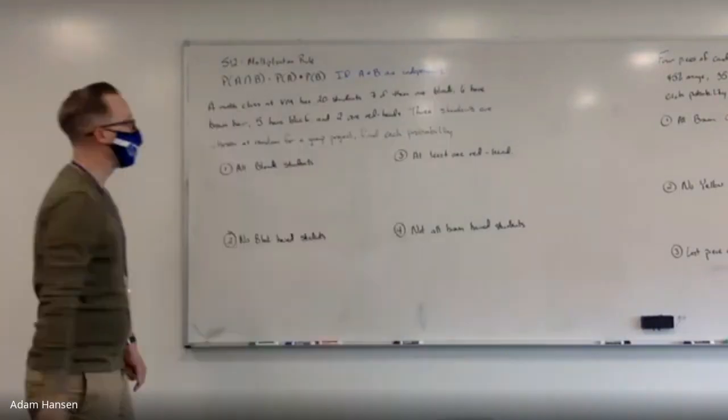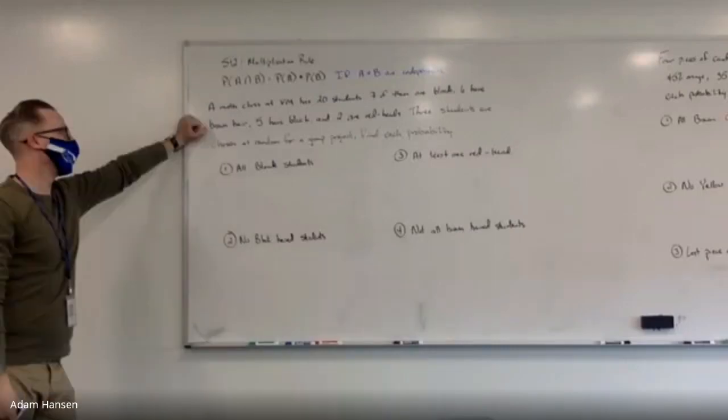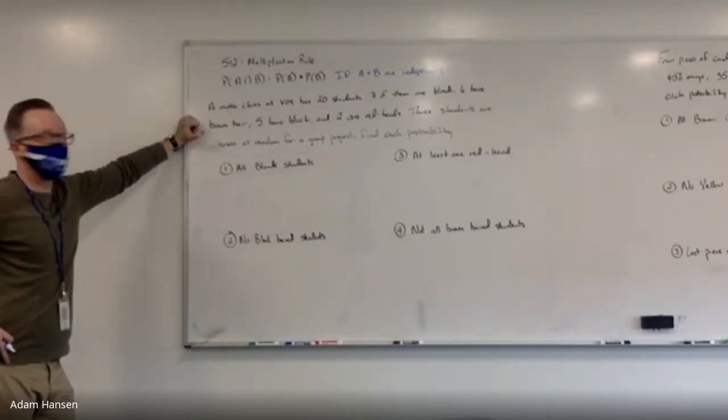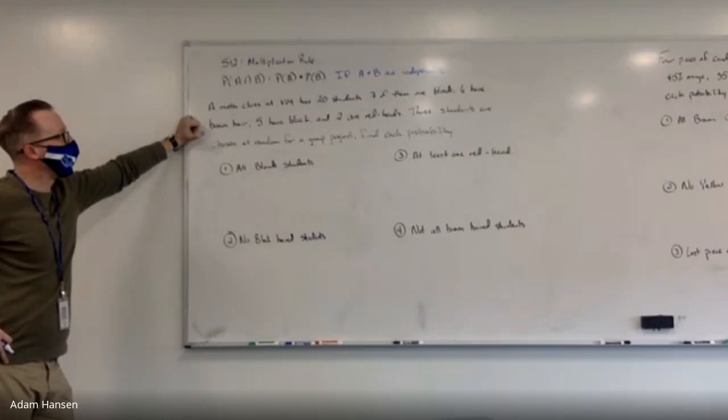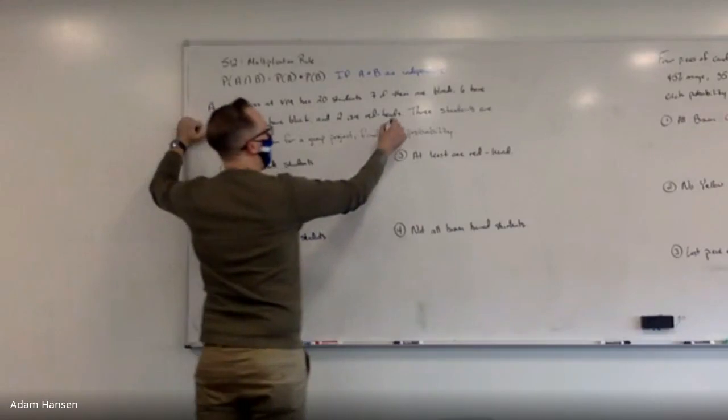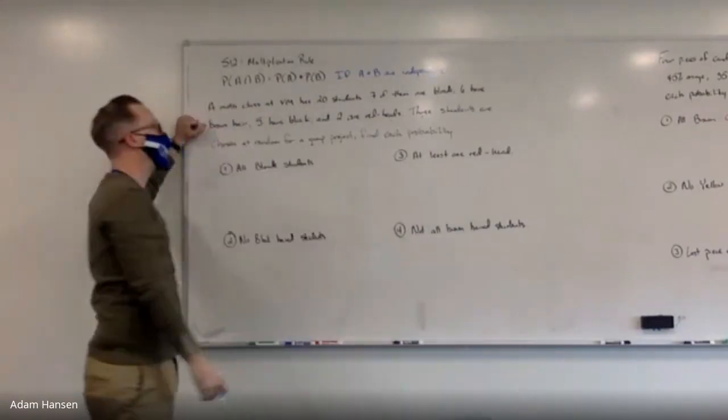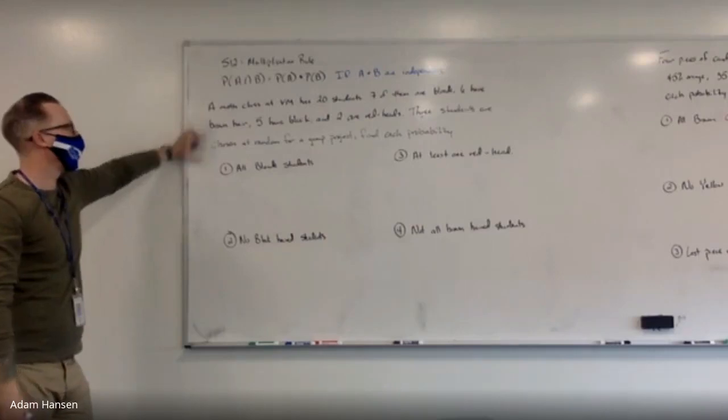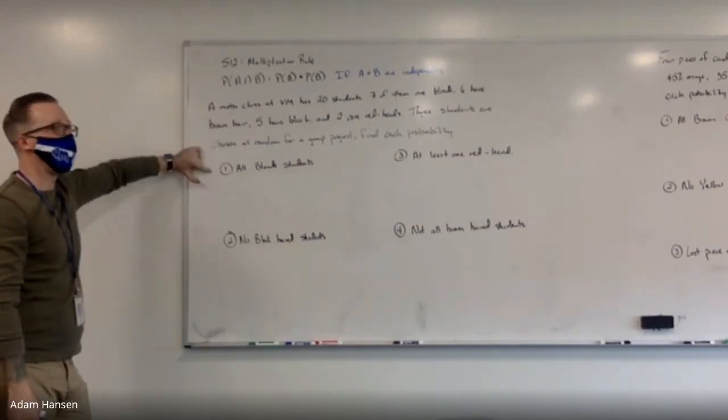So for these two examples this afternoon, let's just assume that these two are independent events. We'll talk more about conditional probabilities on a later standard. Well, here's the situation on multiplication. A math class here at Van Meter has 20 students. 7 of the students are blonde, 6 have brown hair, 5 have black, and 2 of them are redheads. 3 students are chosen at random for a group project. Find each probability. I want to pick 3 students, and in question 1, have all of them be blonde.